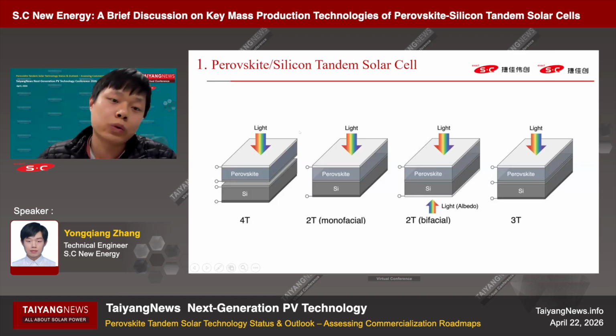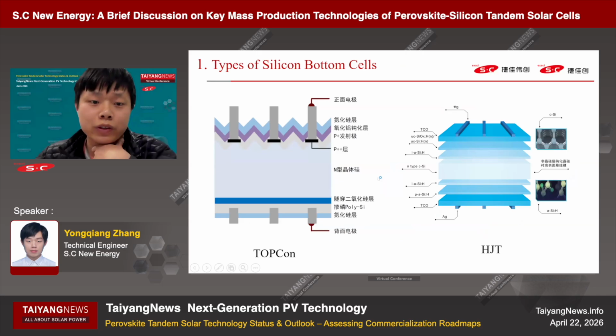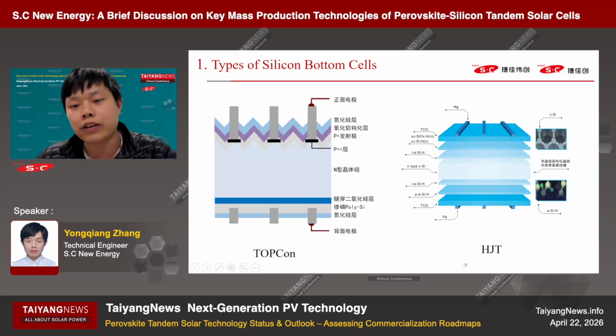For this slide, I would like to show you different types of tandem solar cells, including the 4-terminal, 3-terminal, and 2-terminal tandem devices. When we talk about tandem solar cells, we should think that a tandem includes two parts. First is the silicon bottom cell, and another is the perovskite top cell. Usually for the silicon bottom cell, we can choose TOPCon and HJT. Here I have plotted the structure of TOPCon and HJT.